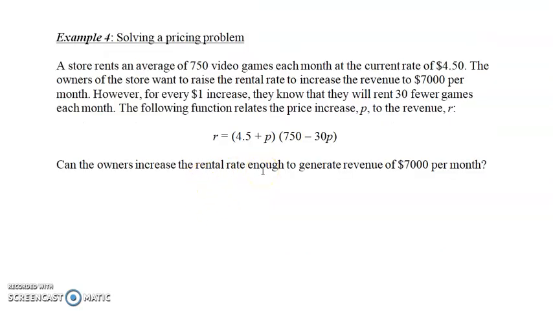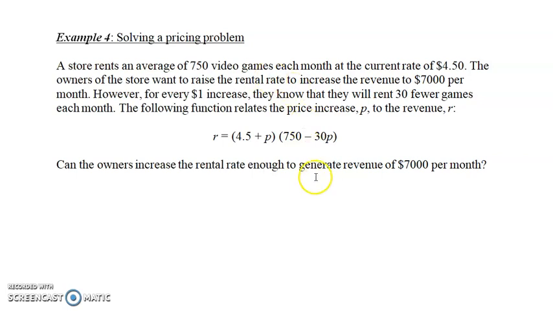So this is kind of like the problem we did before with the pierogi, if you remember. But this time I gave you the revenue equation. For every $1 increase, they rent 30 fewer games, so they're trying to find that maximum. Can the owners increase the rental enough to generate $7,000 per month? We're going to do that via the quadratic formula, because that's the section we're working at.